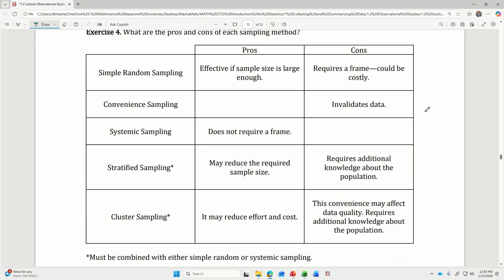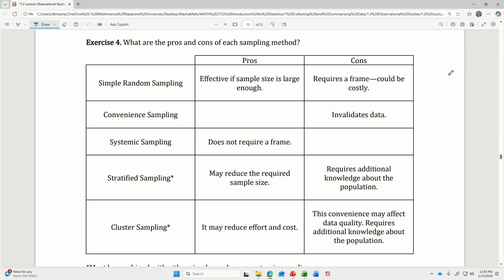So pros and cons, a little summary here. Simple random sampling is an effective way to do things. The downside is that it requires a frame. A frame is a numbered list of every individual in your population, and that could cost a lot of money to create a frame. Maybe you can't create a frame.